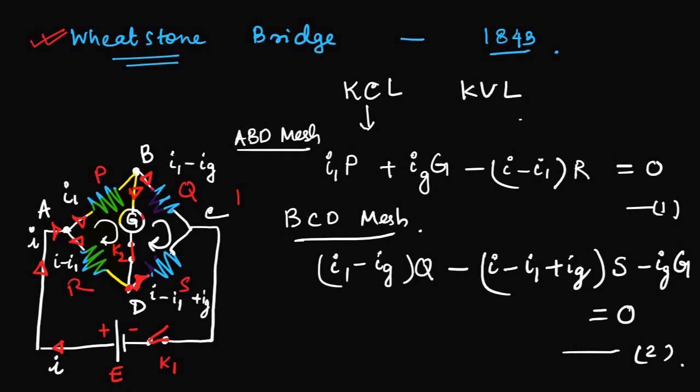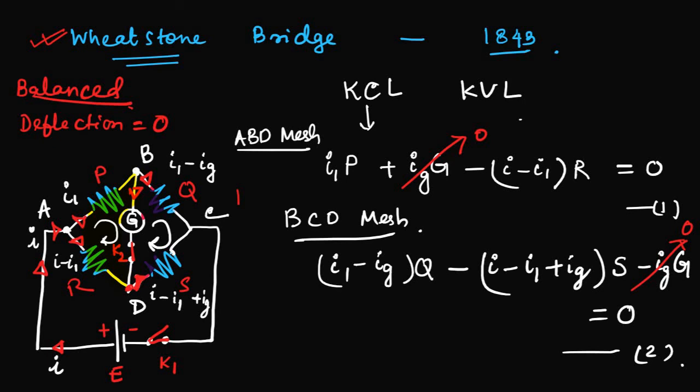Now when it is balanced, the current IG will always be 0. So putting IG as 0 in both of the equations, we are assuming here that the Wheatstone bridge is in balanced form, and that's why there is no deflection in the galvanometer. Okay, these are the considerations taken here. So from these two equations we need to solve, so that we will be able to do the aftermath of it. So how are we going to solve it?